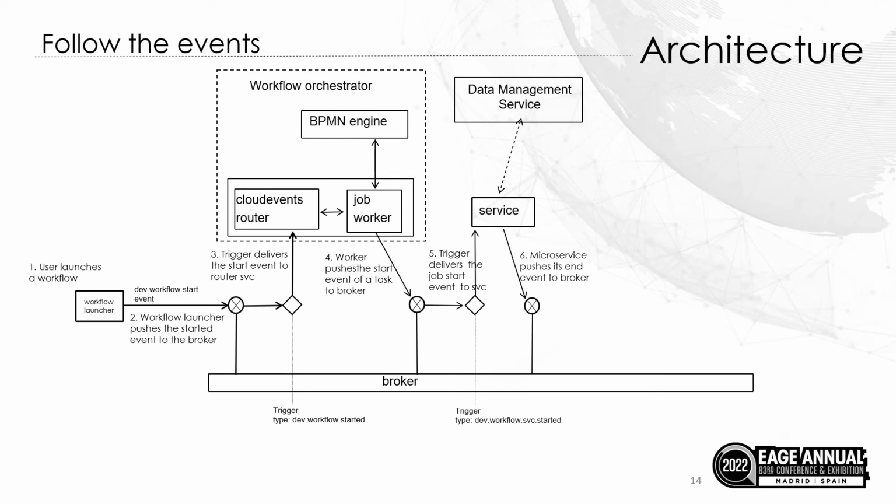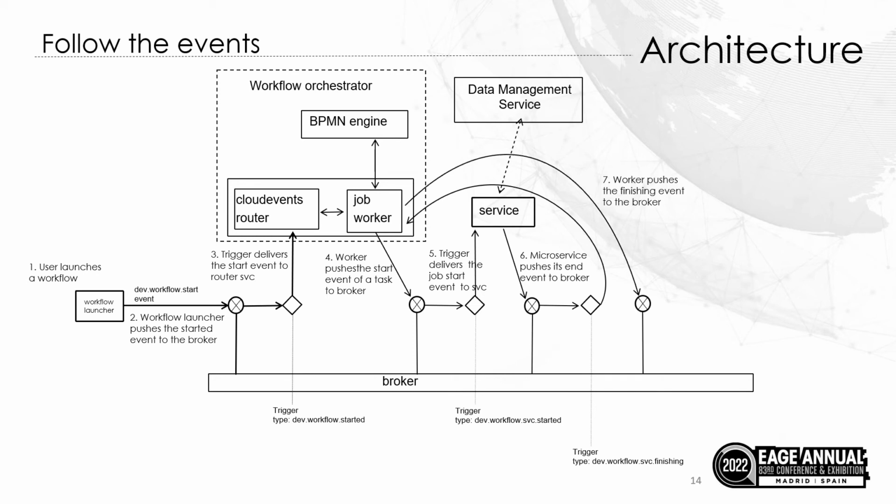Sixth step, the BPMN engine gets triggered again on this finishing event and moves the task forward. The last three steps will loop until the end of the workflow instance. At the end of the workflow instance, step 7, the BPMN engine sends a workflow finished event to the broker.